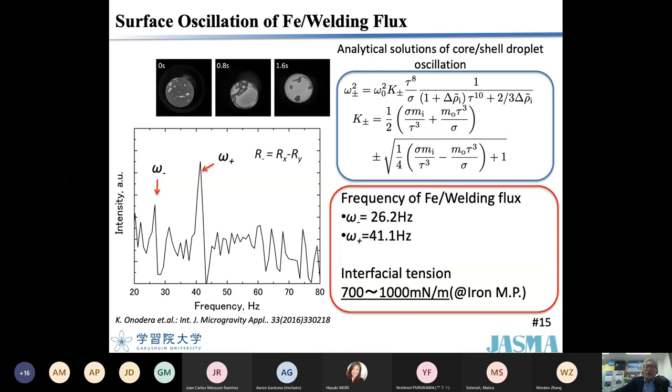In the quartz droplet case, we obtain the surface oscillation frequency. This is in very good agreement with the expectation. So we have two oscillation peaks. From these two peaks, we get the interfacial tension value of 700 to 1000 millinewton per meter. This is a difference of the oxide composition, but not over 1,000 millinewton per meter. So this case is making a quartz droplet. Next, please.